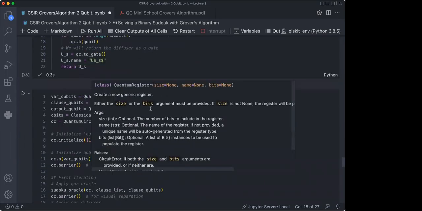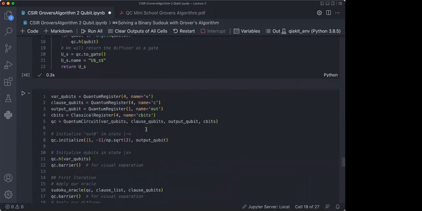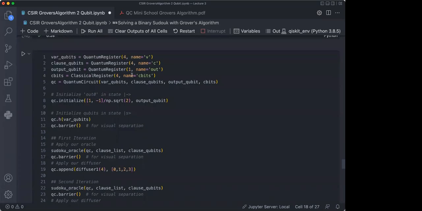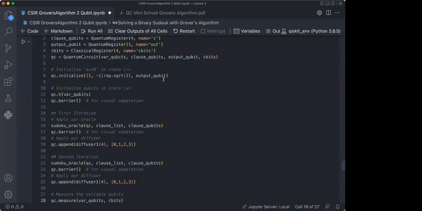And now let's put all of this into Grover's algorithm so we can see how it solves the Sudoku problem. So we start by defining our variable qubits, clause qubits, output qubit, and our quantum circuit. Then we need to initialize the output qubit in the minus state, and we do that using the qc.initialize function. But if you wanted to do it manually, you just need to apply x and then h to the output qubit, without using this initialize function.